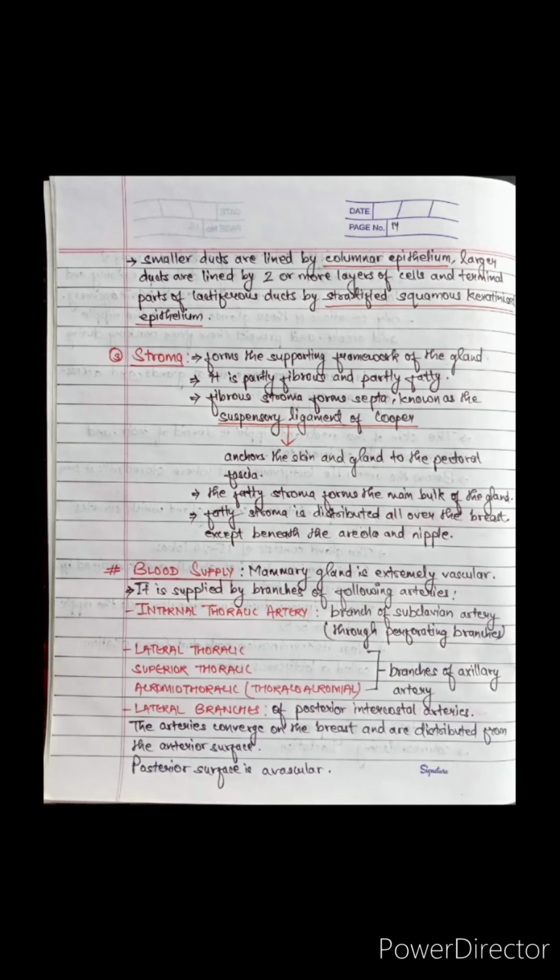Let's see about the blood supply of the mammary gland. So it is extremely vascular and supplied by the branches of the following arteries. Number one is the internal thoracic artery, which is the branch of the subclavian artery through its perforating branches, and lateral thoracic, superior thoracic, and acromiothoracic or thoracoacromial are the branches of the axillary artery. Number three, lateral branches of posterior intercostal arteries. The arteries converge on the breast and are distributed from the anterior surface, and the posterior surface is avascular.